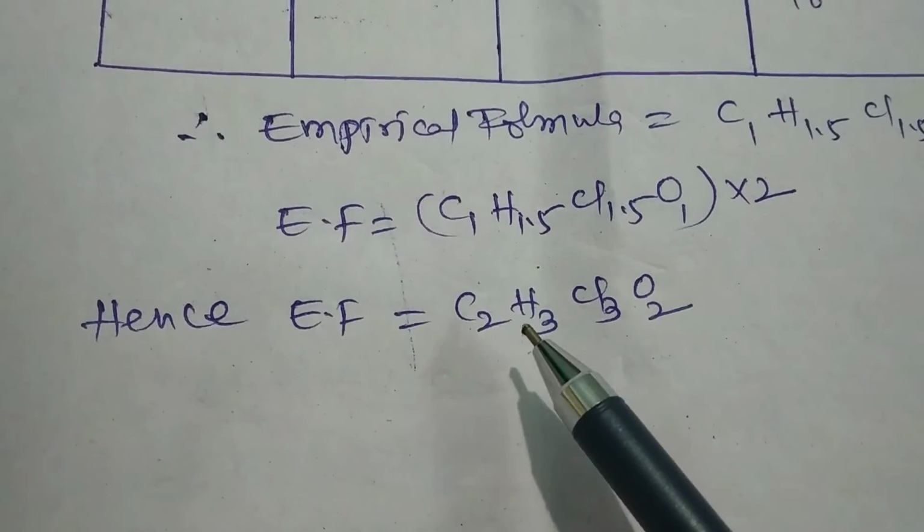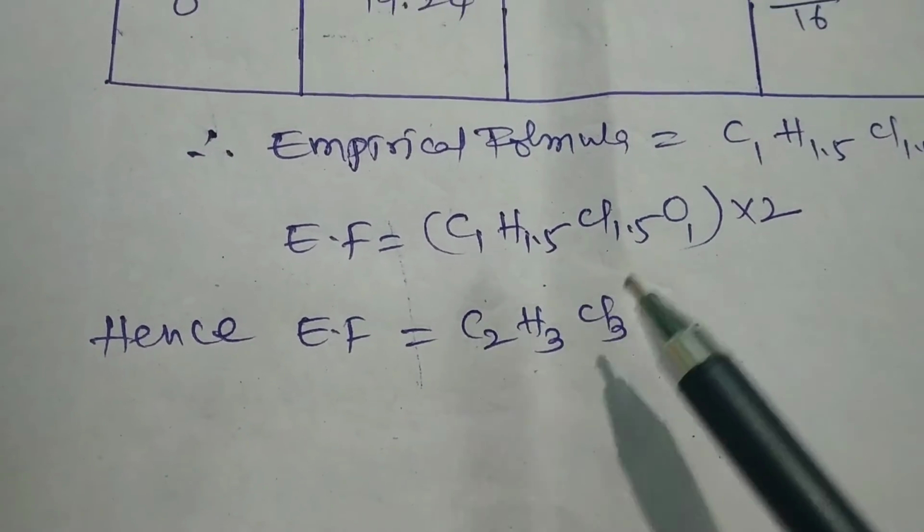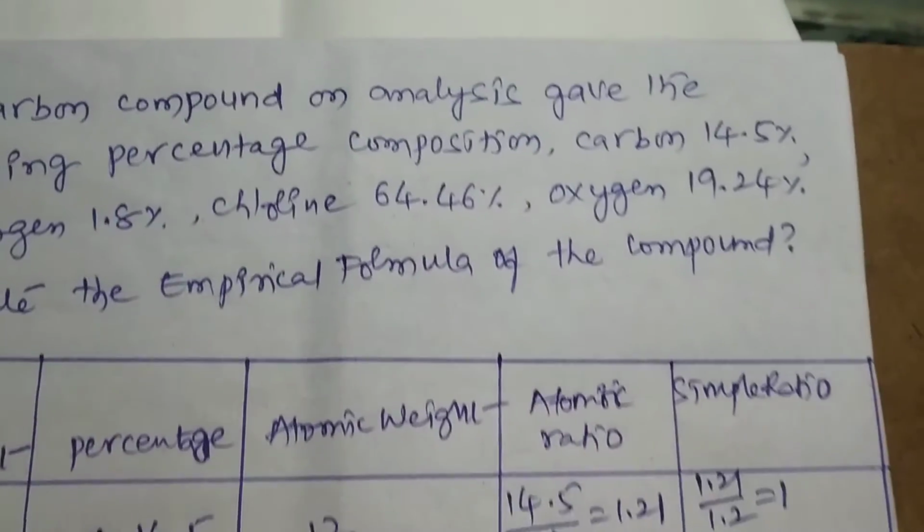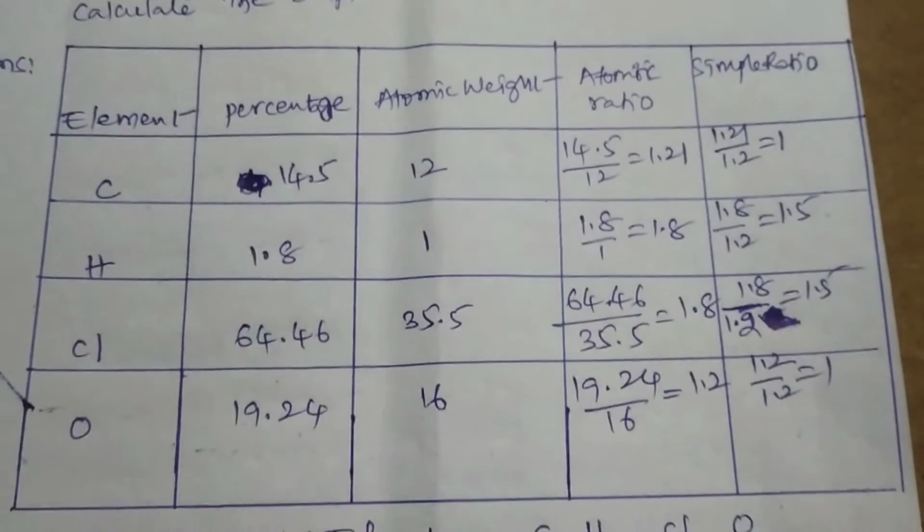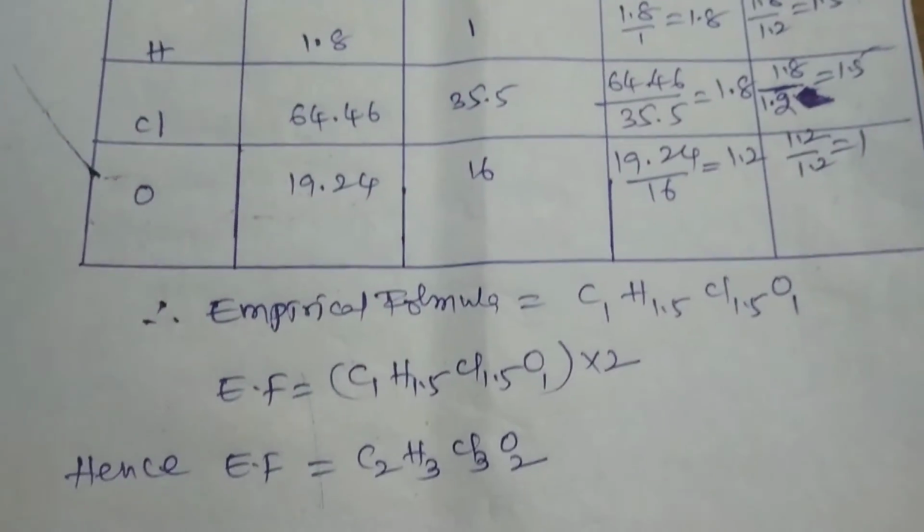Hence the empirical formula is C2H3Cl3O2. This is the empirical formula. So this is the question and this is the answer, simplified.